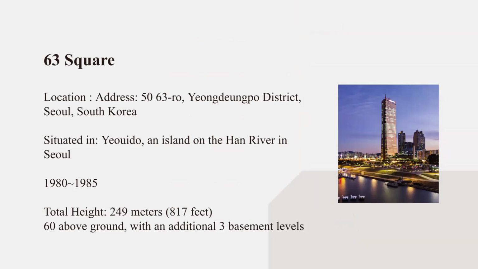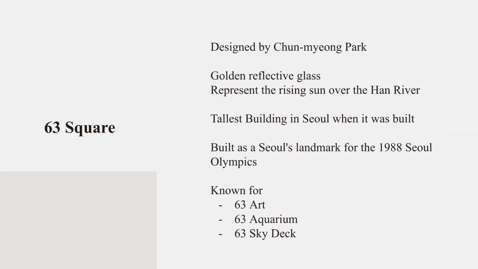Seoul. The construction happened between 1980 and 1985, and the total height is 249 meters. There are 60 floors above the ground and an additional 3 basement levels. This was designed by Shinmyung Park, and the golden reflective glass represents the rising sun over the Han River. It was the tallest building in Seoul when it was first built, and it was built as Seoul's landmark for the 1988 Seoul Olympics.